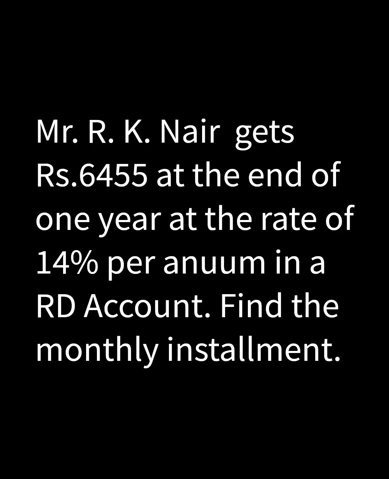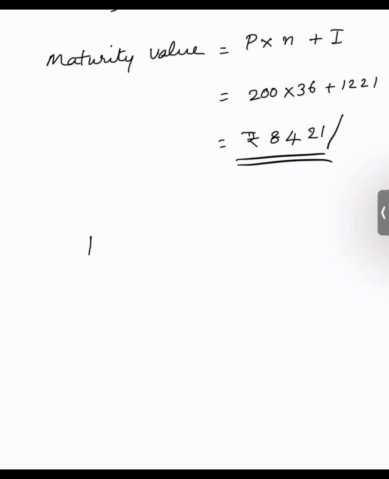8,421. Mr. R.K. Nair gets rupees 6,455 at the end of 1 year at the rate of 14% per annum in a recurring deposit account. Find the monthly installment. Find the monthly installment means they are asking us what is the principal. We don't know what is the principal.